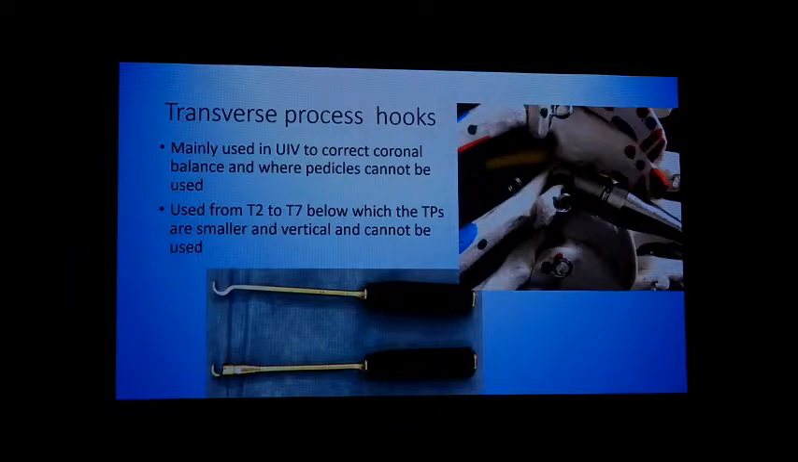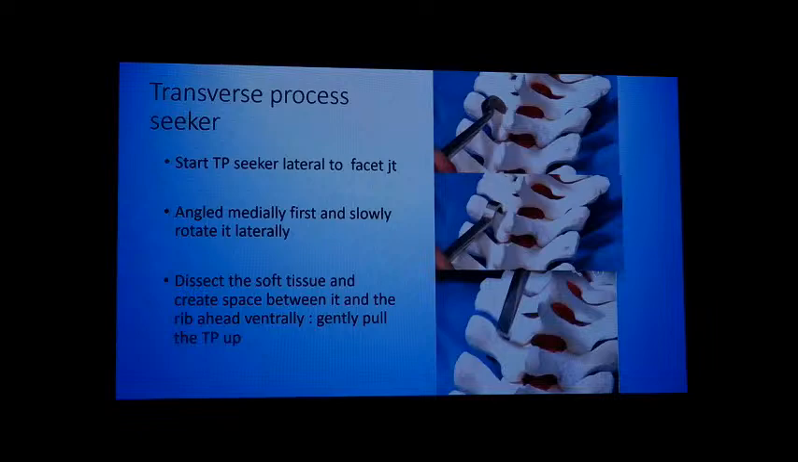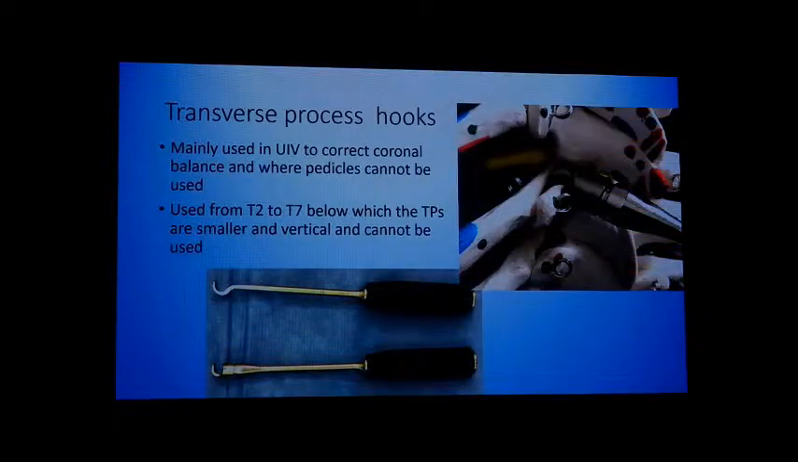Second is the transverse process hooks. See where the transverse process hook sits. It sits between the head of the rib and the transverse process. It is mainly used in the upper instrumented vertebra to correct coronal imbalance, and where pedicles cannot be used. It is used in the upper thoracic levels, because at the lower levels the TPs are smaller and more vertically oriented, so you cannot use TP hooks.